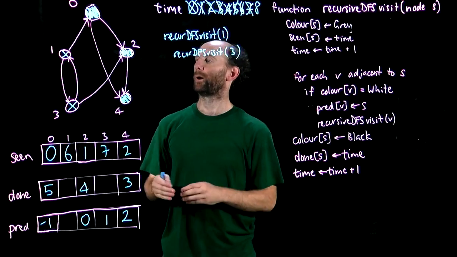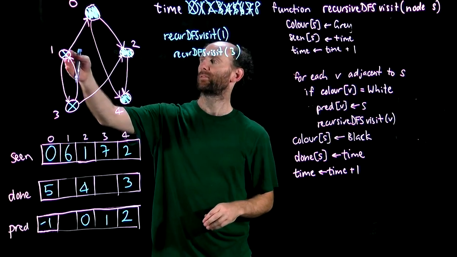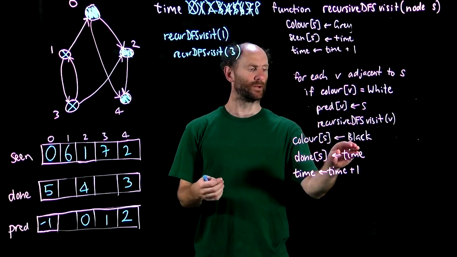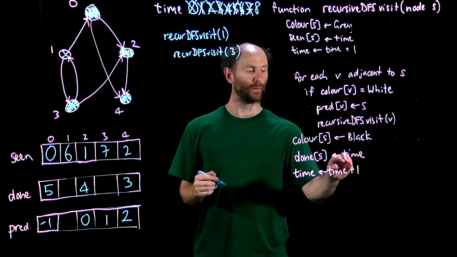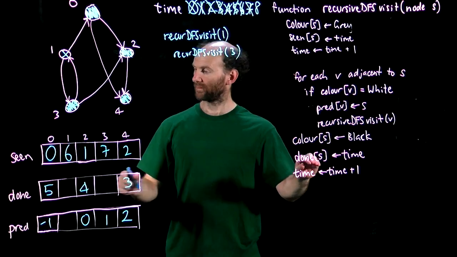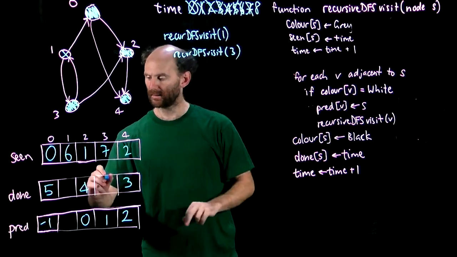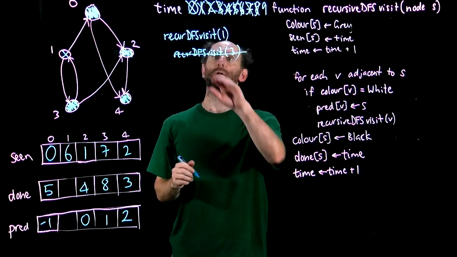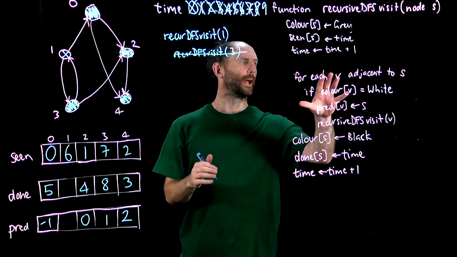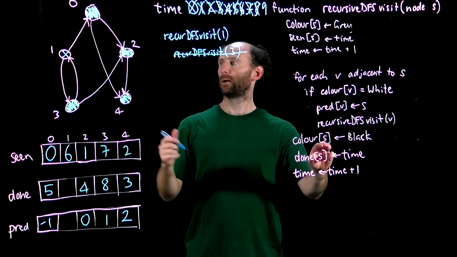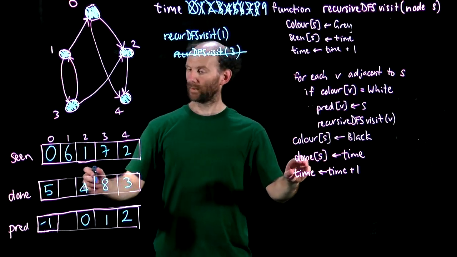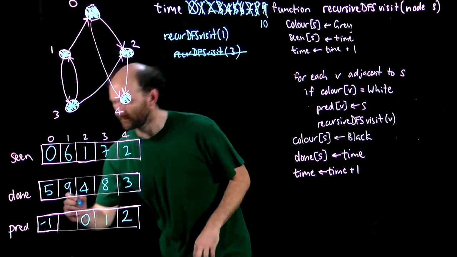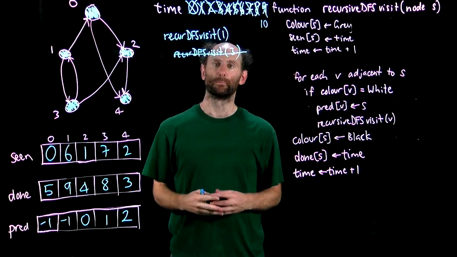2 and 1 are the only out neighbours of 3. Neither of them are white. So in this situation, we'll colour 3 black. Record the current time as the done time for 3. So the done time for 3 is 8. And we'll increment time. And we're done with this call. So we're back up here. There's no more white out neighbours of 1. So we'll colour 1 black. We'll record its time. We'll increment time. And we're all done. The only thing I've missed out is I forgot that we didn't record the predecessor of 1, which was null.